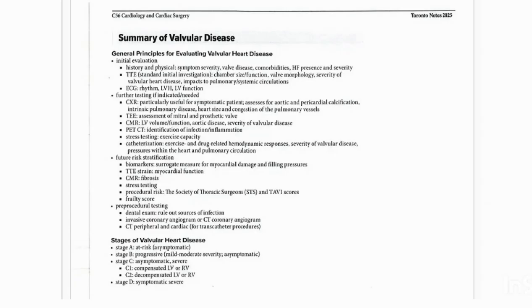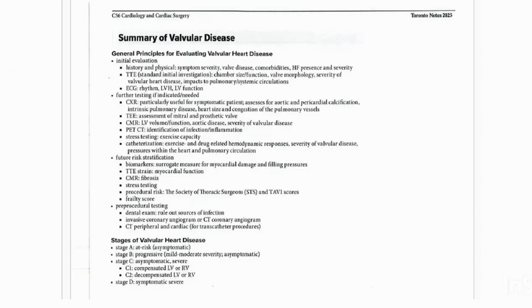To summarize, the evaluation of valvular heart disease begins with a careful clinical assessment and transthoracic echocardiography, followed by targeted imaging and functional testing when necessary. Risk stratification incorporates biomarkers, myocardial strain, cardiac MRI, procedural risk scores, and frailty assessment. Before intervention, clinicians perform dental evaluation, coronary imaging, and CT planning for transcatheter procedures.